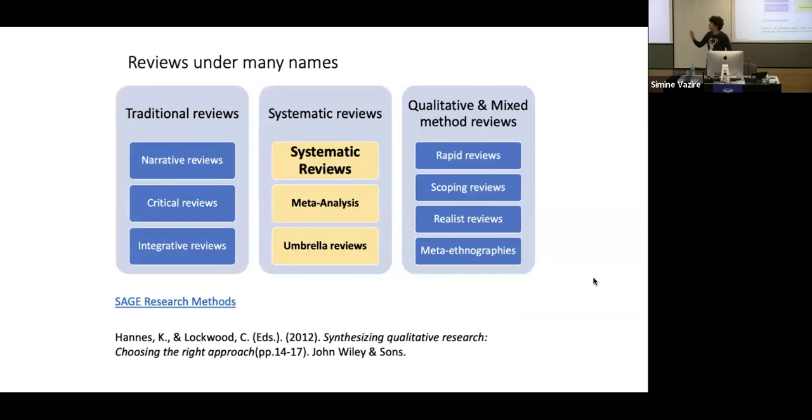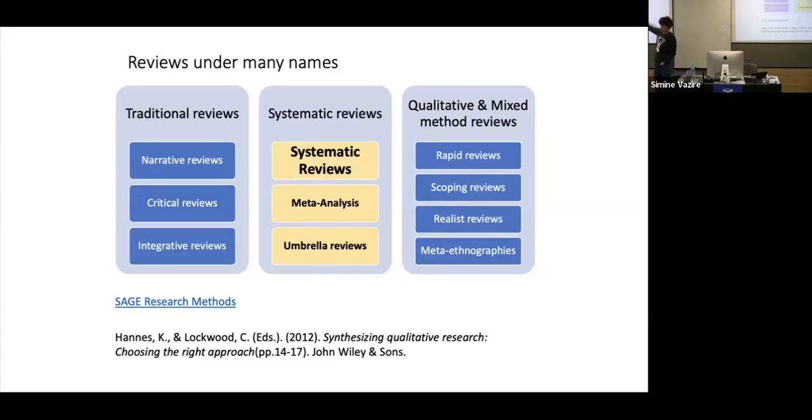So systematic reviews is one kind of review. There's also different languages that different people in different fields use for different types of reviews, but here they're grouped into traditional reviews. So narrative, critical, and intuitive reviews are more qualitative, and as narrative implies, they're more about just telling a story, giving a big picture overview of the literature. Systematic reviews are more quantitative.